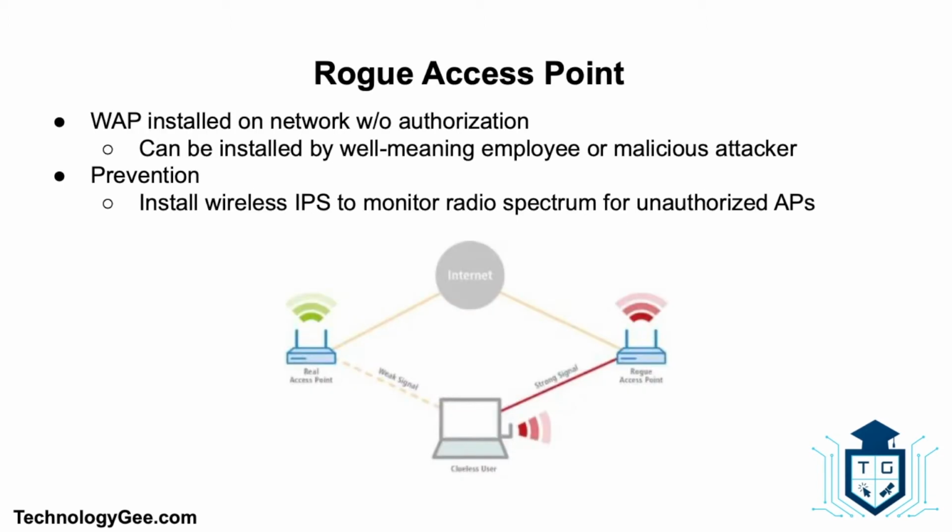Next, we have a rogue access point. This is a wireless access point that has been installed on a secure network without explicit authorization from a local network administrator, whether added by a well-meaning employee or by a malicious actor. To prevent the installation of rogue access points, organizations can install wireless intrusion prevention systems to monitor the radio spectrum for unauthorized access points.